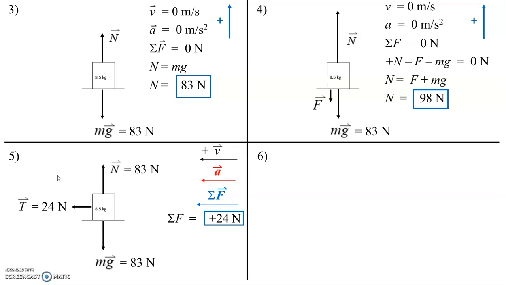Now we also want to find the acceleration. What do we do for that? We're going to use sigma F equals ma to go ahead and rearrange it for acceleration. We have sigma F, we have the mass. Let's go ahead and find the magnitude and direction for the acceleration.